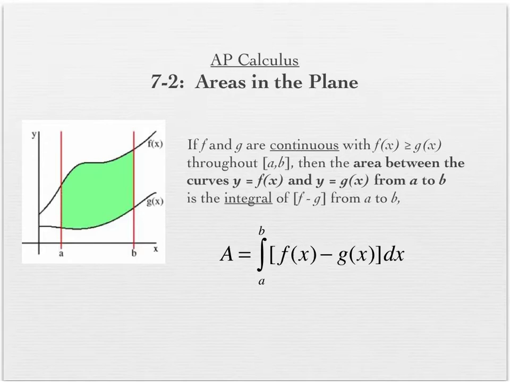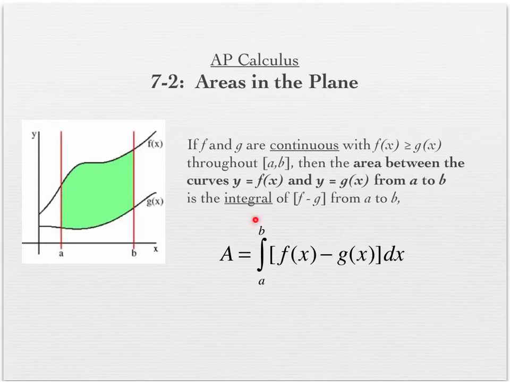So the idea is that if we have a couple of continuous functions, we'll call them f of x and g of x, as they're illustrated here. Notice f of x is greater than or equal to g of x over this whole interval. These are continuous functions. So the area between them, this is what we're looking for in green here, is the integral of f minus g from a to b.